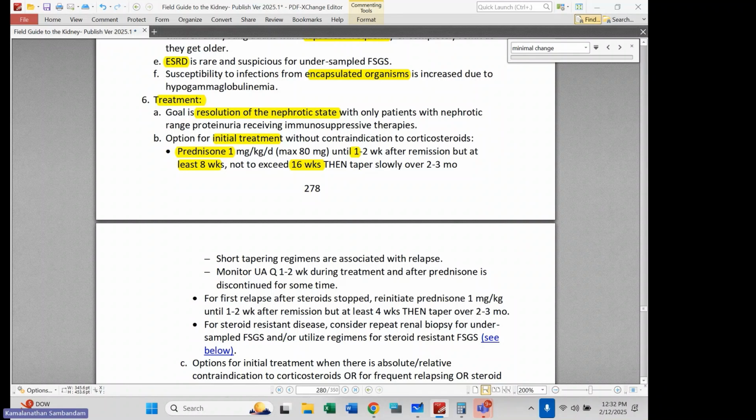Okay. So the summary is, again, calcineurin inhibitors work in minimal change. Calcineurin inhibitors work in steroid responsive FSGS. So if you have an excuse to use them, you can use them.